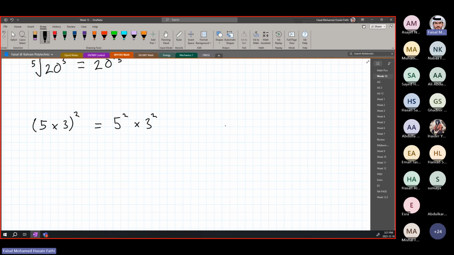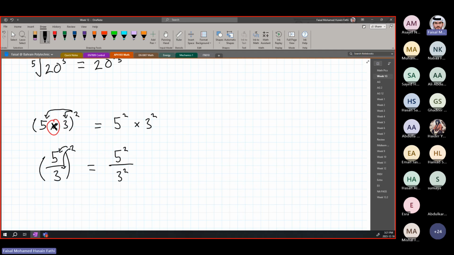You can distribute the power in the case where it's multiplication. This has to be multiplication, so you can distribute the power onto both. Same thing if it's in division. So if we have 5 over 3 to the power of 2, you can distribute the power onto both. So this is equal to 5 squared divided by 3 squared.